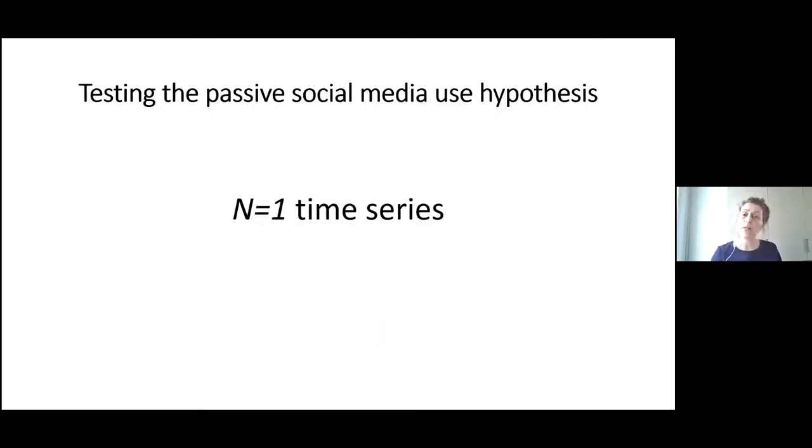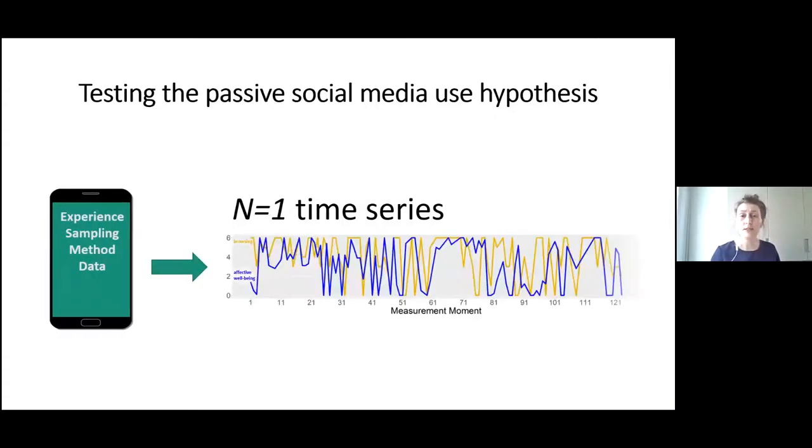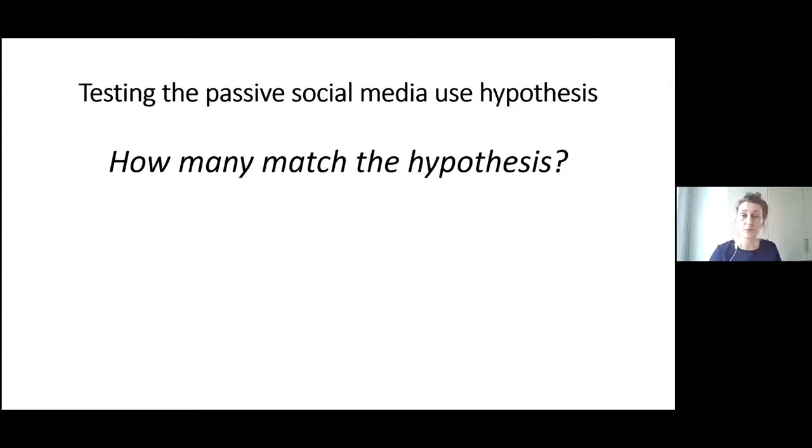And that means that for each adolescent, we investigated a time series based on their experience sampling data. In the experience sampling method study, we measured their affective well-being 6 times per day. And 6 times per day, we measured how much time they had spent browsing social media. This allowed us to investigate for each single adolescent whether browsing social media would lead to changes in well-being, in particular to declines in well-being.